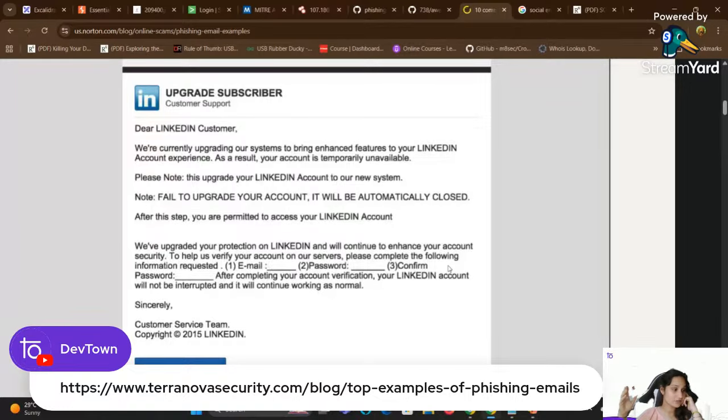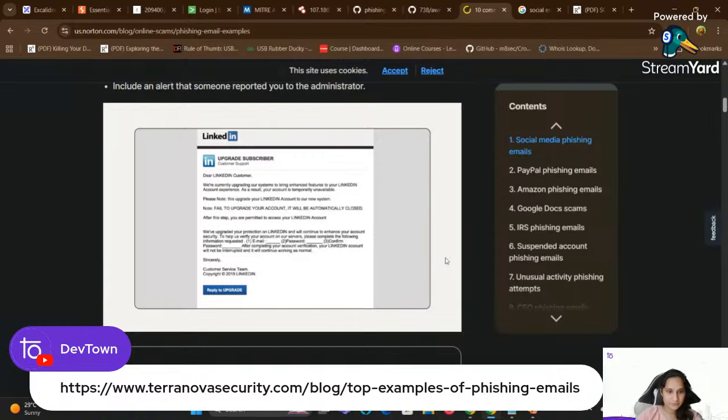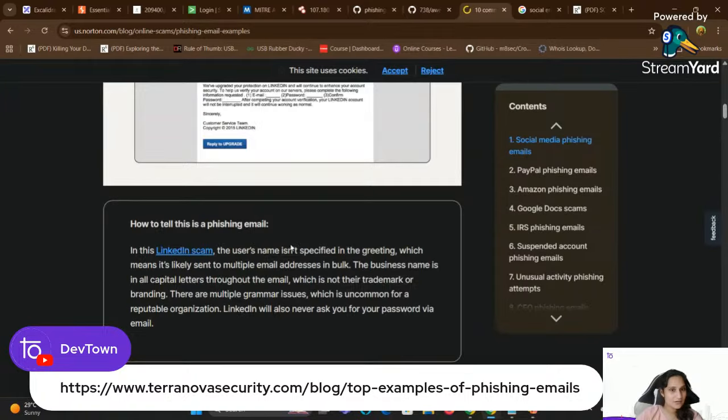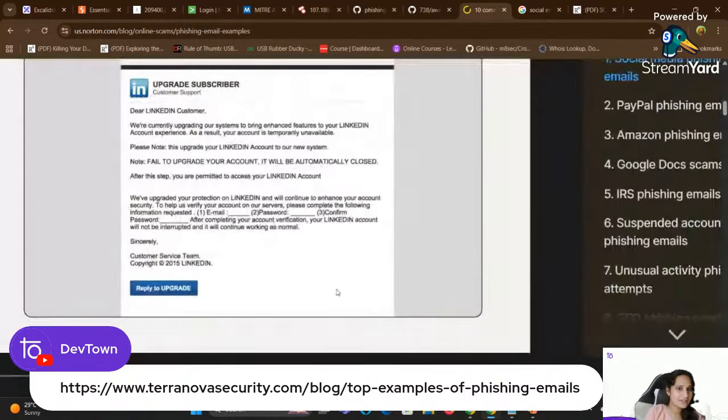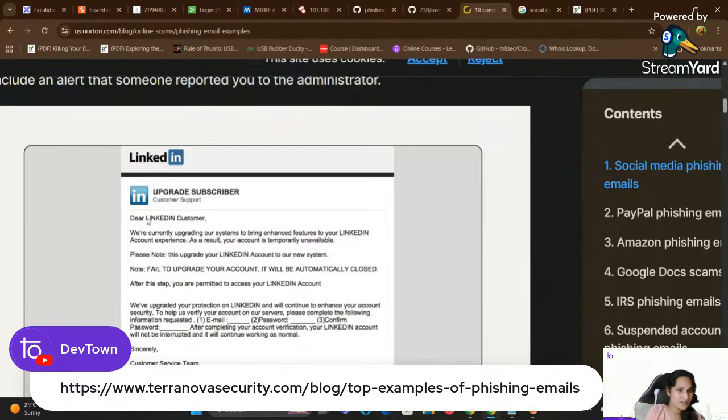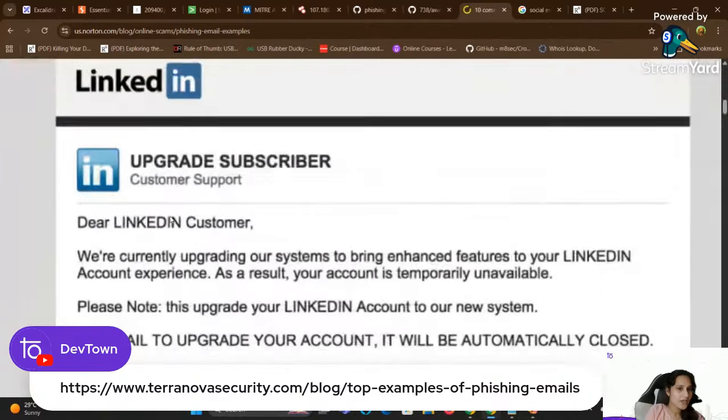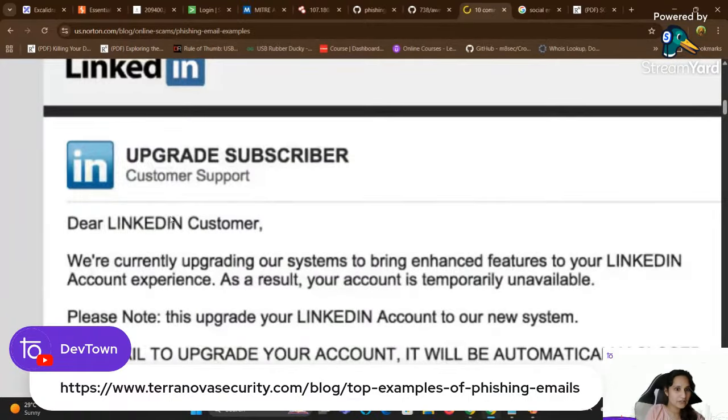How do they actually do this? So let me just get back to it. How to tell this is a phishing email. In this LinkedIn scam, you can see the user's name isn't specified. Exactly, because they have directly written LinkedIn customer, which is one of the biggest red flags, guys. They haven't given the name of a particular LinkedIn user, and they have just said, dear LinkedIn customer. It could be anyone, guys.